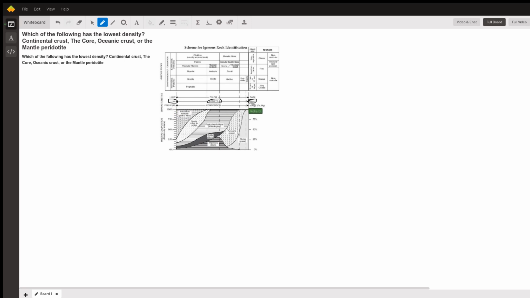So all we have to do is look up here at the top of the diagram and look at the rocks on the left side, like the granite here. A granite and a rhyolite and the rock on the left side are made up out of minerals that have a lower density. Those minerals are quartz, potassium feldspar. These are minerals that do not weigh as much per volume as the higher density minerals do. These are the rocks that make up the continental crust. So the continental crust has the lowest density of the choices in this question.